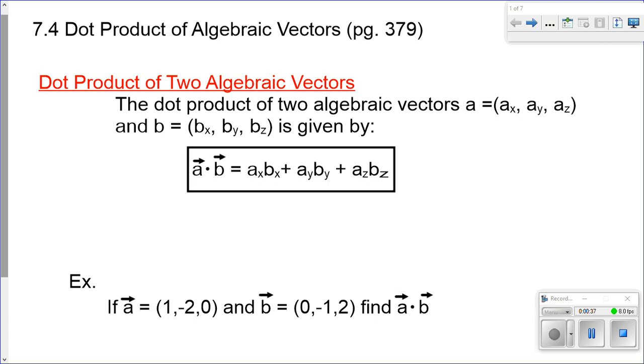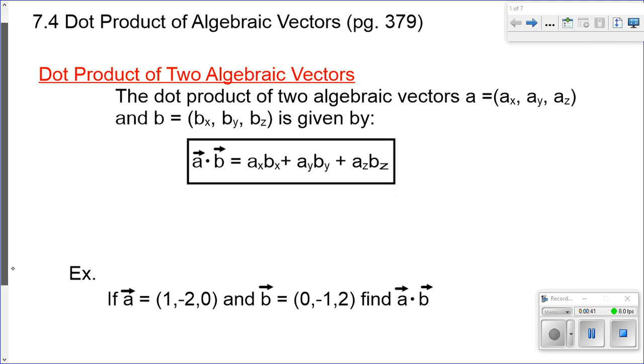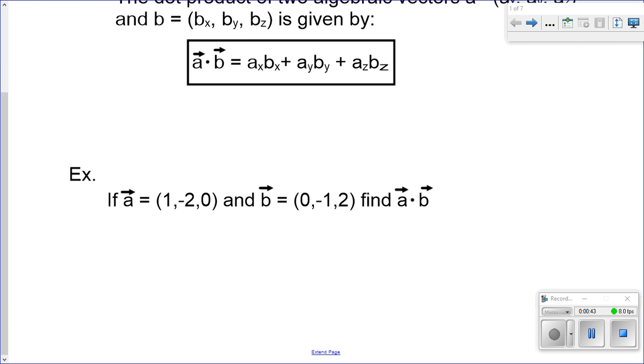It's still a scalar, right? Dot products are always scalars. It generates a scalar. So here's the first example. Really easy work here. So a dot b is going to be -1.